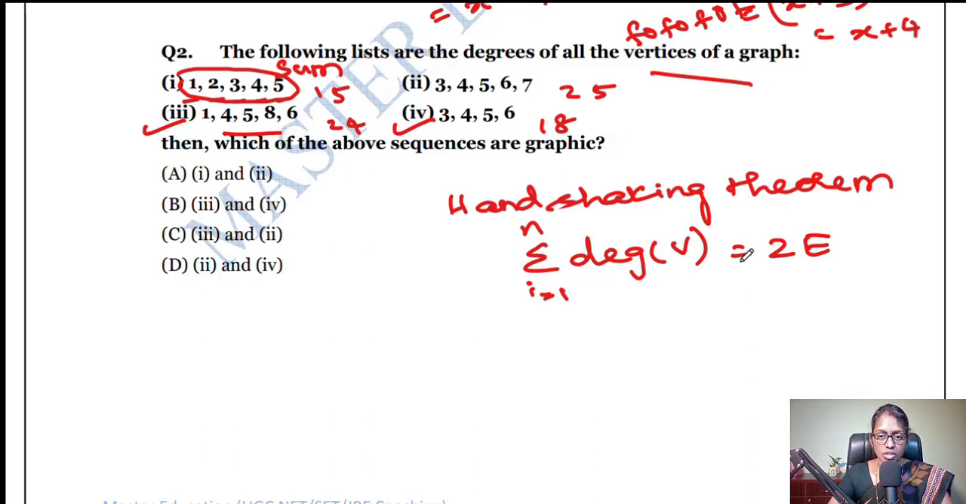As per the Handshake Theorem, the sum of degrees of vertices equals 2 into edges. When you multiply by 2, it gives only an even number. So options 3 and 4 are the correct answer. The sum of degrees for one is 24 and for the other is 18. So which of the above sequences are graphic? Option 3 and option 4.